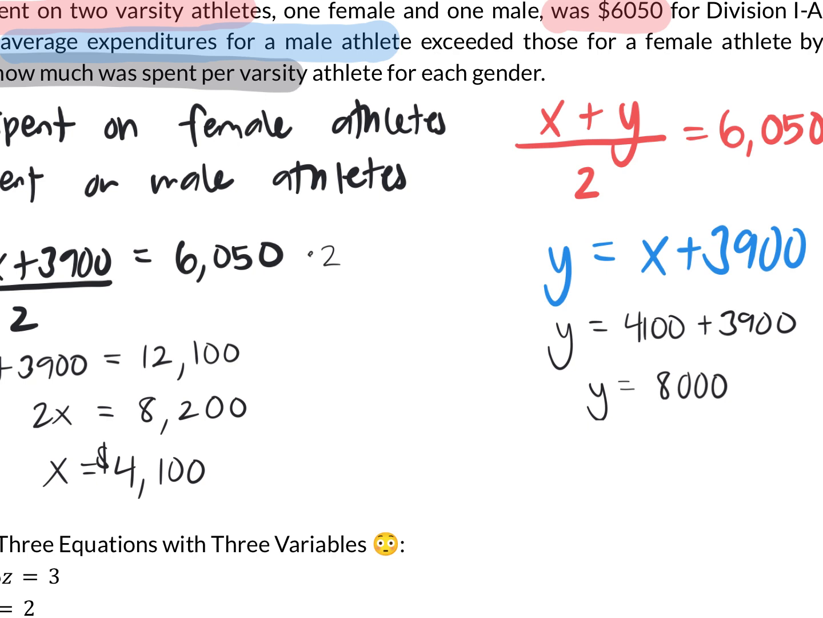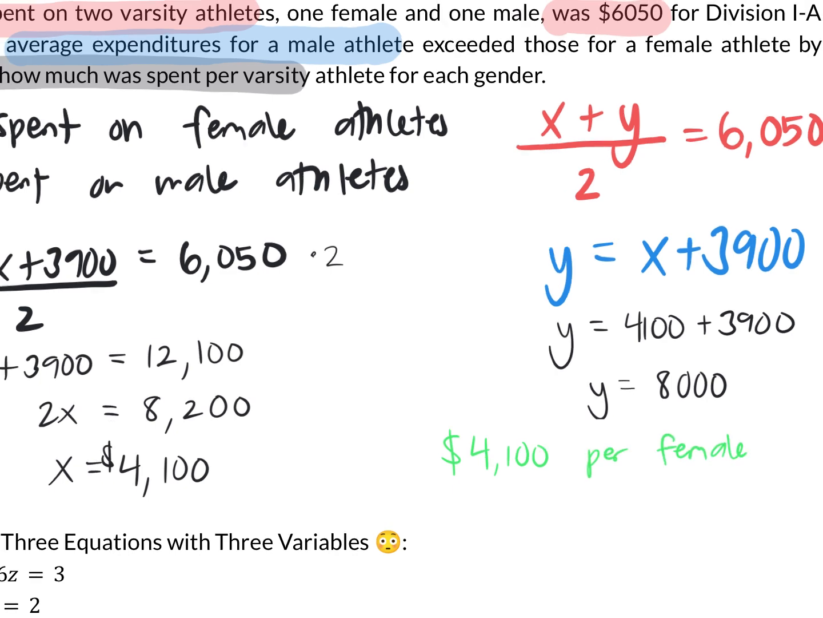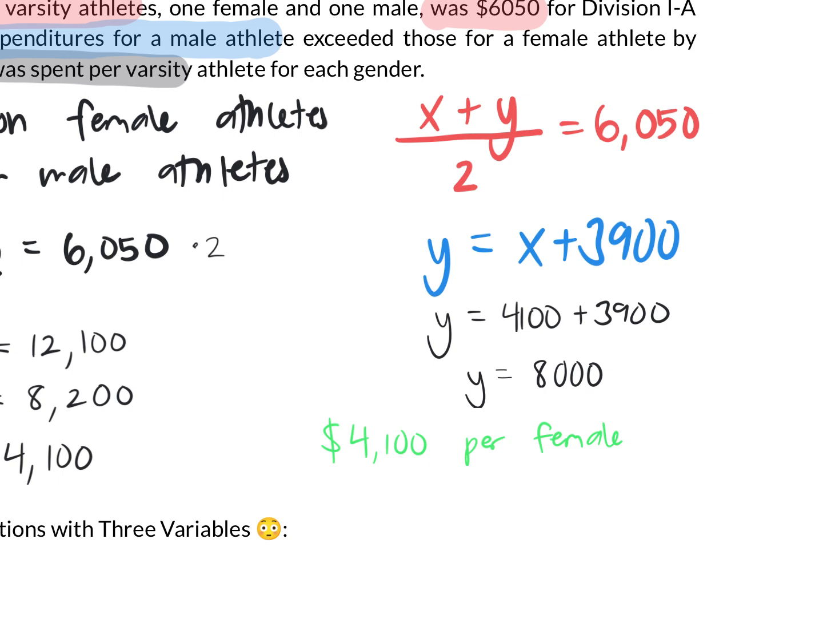So I want to make sure I'm answering this question here. This question asked us how much does each athlete make. So we would say 4,100 per female athlete, and 8,000 per male athlete.